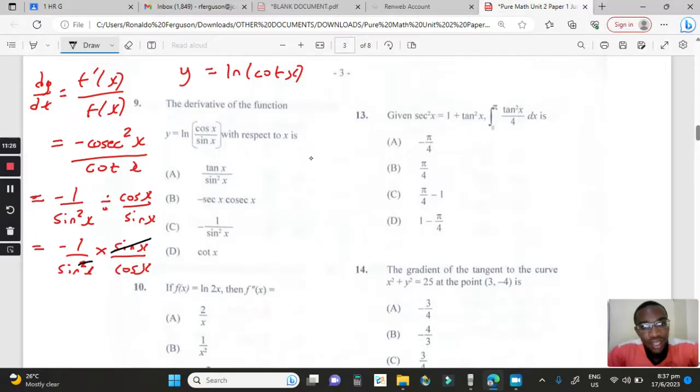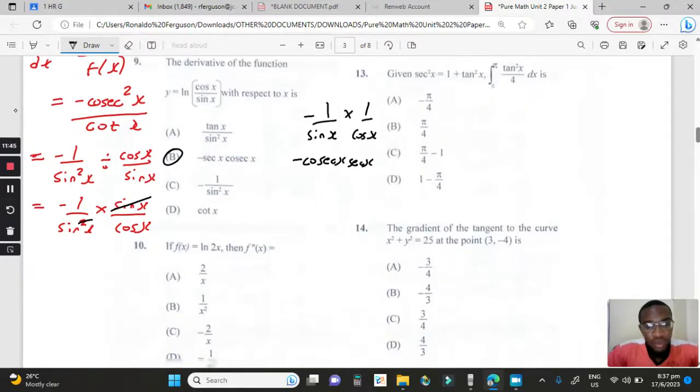So in that case now, you have minus 1 over sine x times 1 over cos x. 1 over sine is cosec, so that's minus cosec x, and then 1 over cos is sec x. That would be option B.